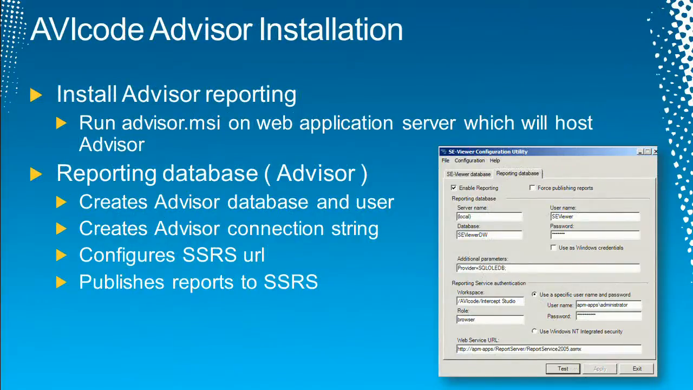So with the AVIcode Advisor installation, we install the Advisor reporting, and then it's going to ask us to configure the database afterwards. So we've got the actual tools there in IIS, and now we need to make that configuration. It's broken up on this screen here. For the reporting database, that's going to be like SE Viewer DW. Then underneath, we've got the parameters and the configuration that we need to make for our SQL Server reporting, because that may actually be on another server. So we would add those credentials in there, and then that's going to be able to propagate the reports.